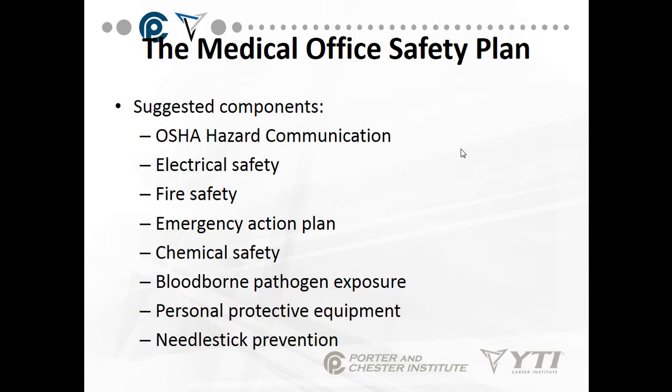Suggested components of this plan would include an OSHA hazard communication binder, electrical safety binder, fire safety binder, including the PASS and RACE acronyms and plans, emergency action plan, including a map on the wall in the hallways of emergency exits, chemical safety, including safety data sheets, bloodborne pathogen exposure information, personal protective equipment information, and needle stick prevention and reporting information.